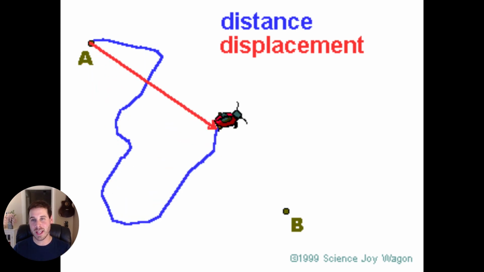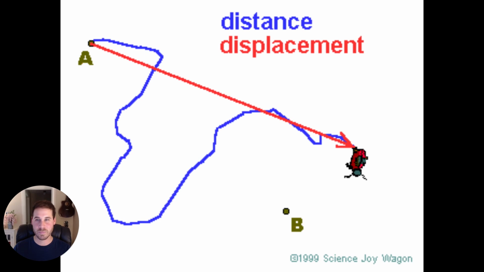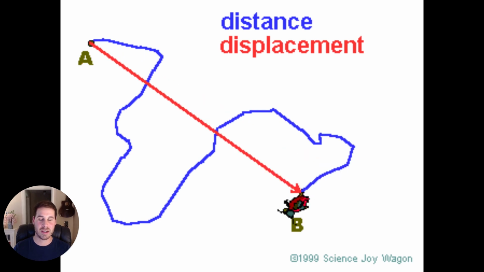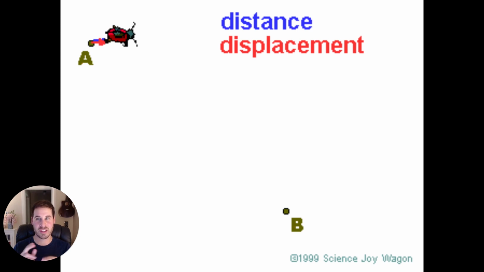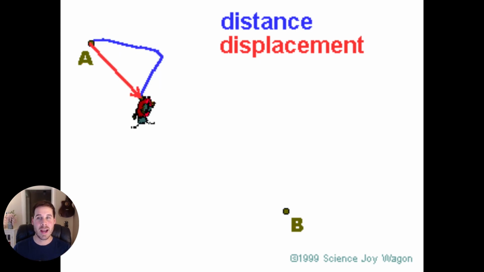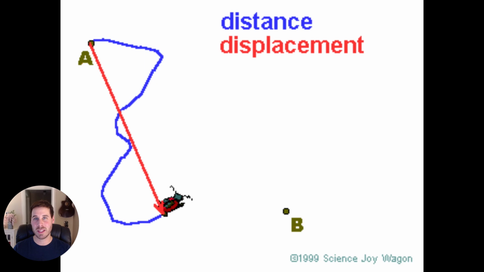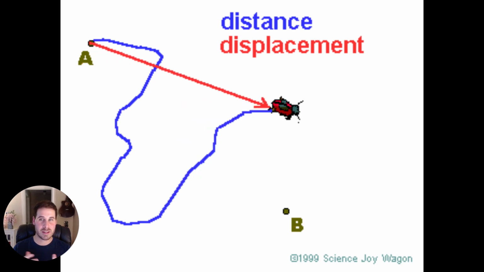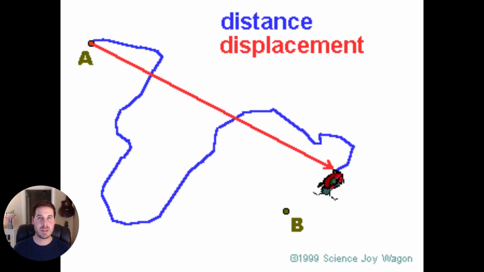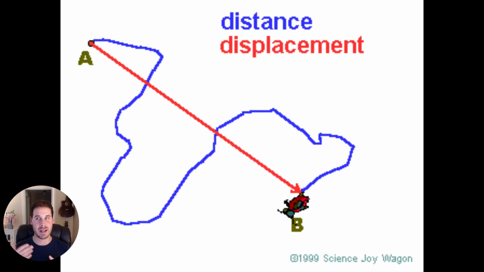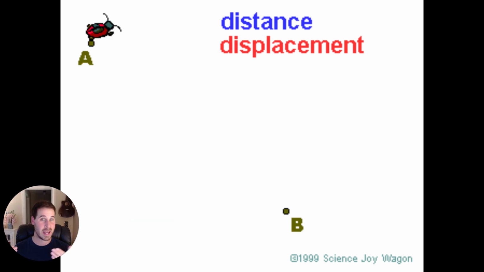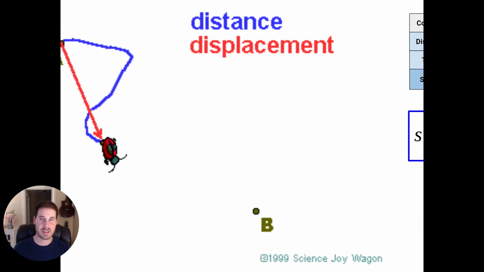Here's an animation of a ladybug walking across the screen, and there's two paths being highlighted. The blue path is the actual traveled path of the ladybug. It shows all the steps that the ladybug took. And then the red arrow is showing the displacement of the ladybug. Now that's clearly different from distance. It seems to be suggesting that displacement is a line connecting your starting point and wherever you are, and that's kind of close to the definition, which we'll talk about on the next slide.